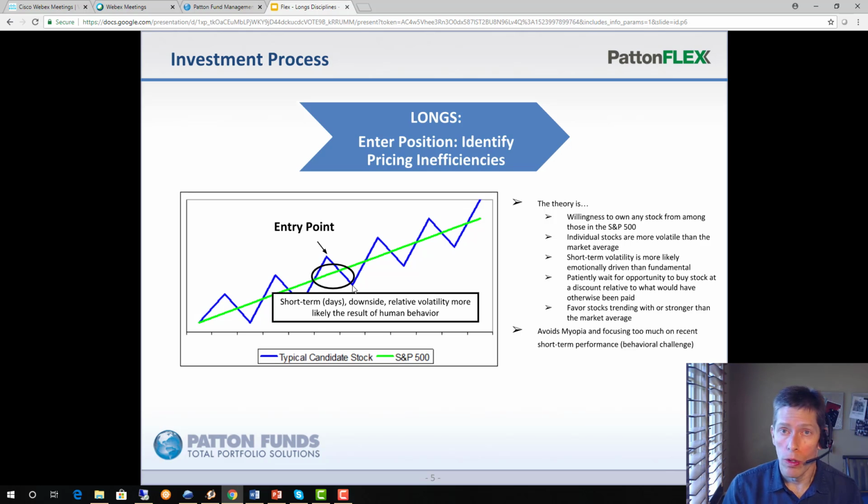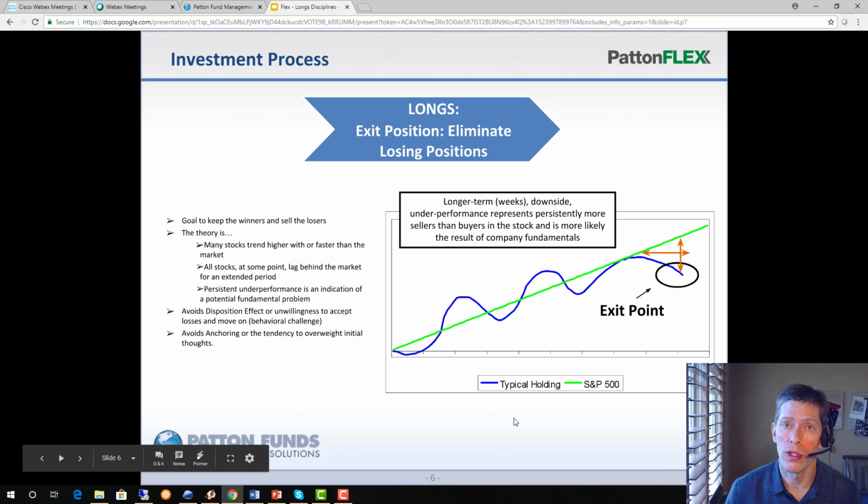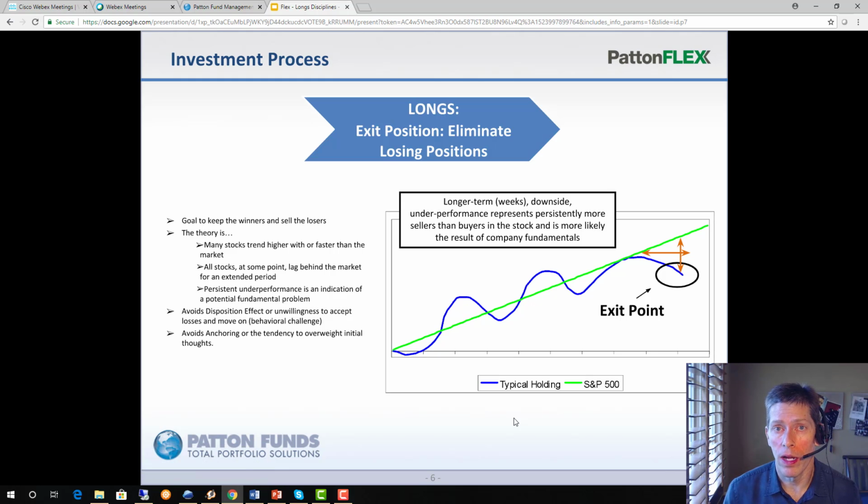So, does it always work? And the answer is, of course not. I wish that it did, but it doesn't. So let's talk about how we sell stocks. The sell side is focused entirely on identifying losing positions, and we're looking at longer periods of time.